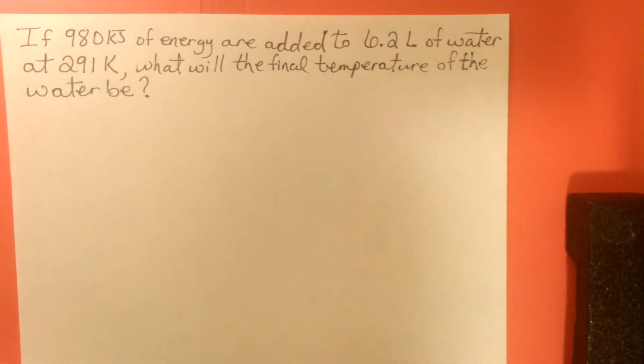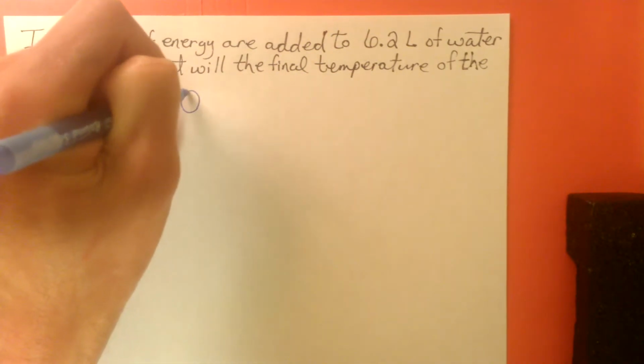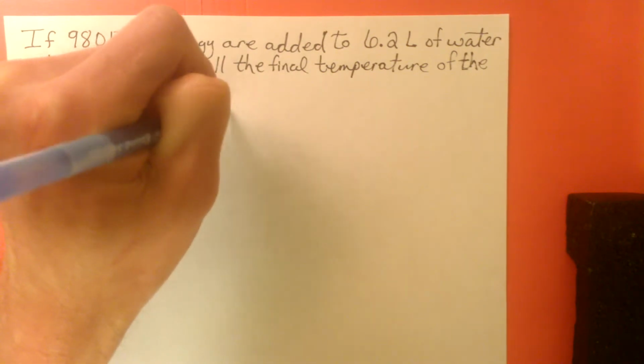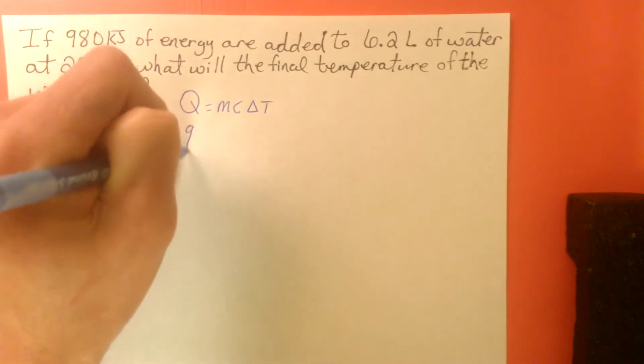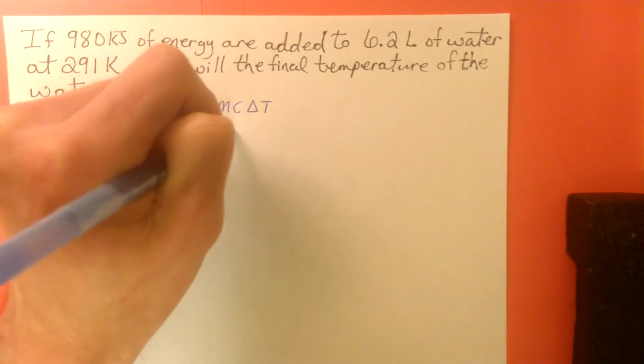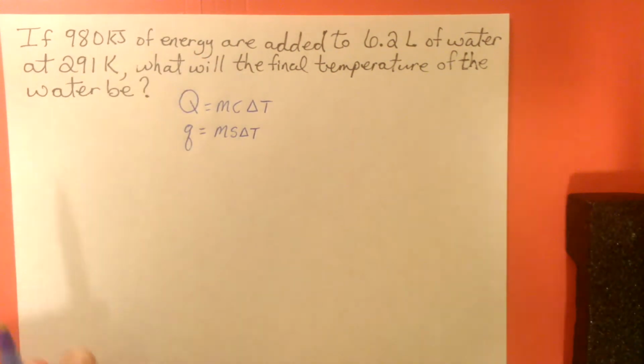Here is a second example of heat energy calculations using the formula from the previous video on specific heat capacity: Q equals mc delta T, or some textbooks will write it Q equals ms delta T. The C and S are often used interchangeably for specific heat capacity. Okay, so let's start in with this problem.